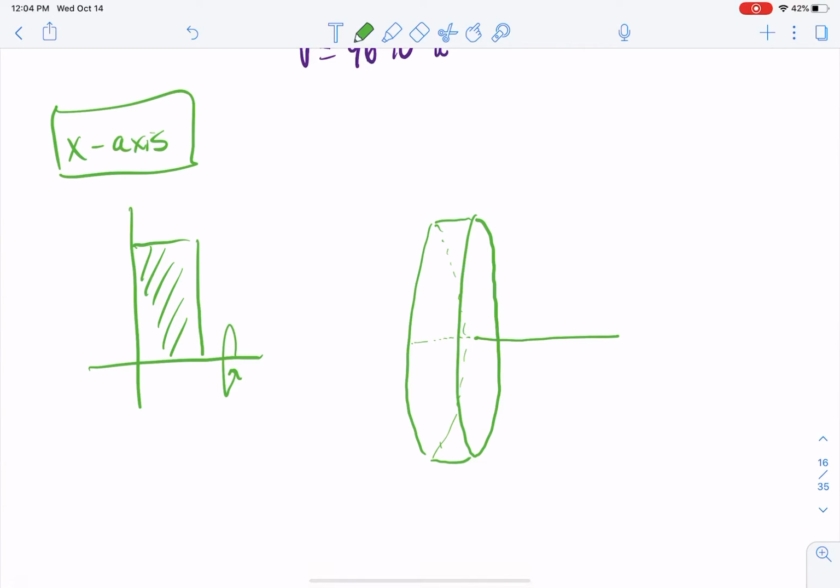I don't know, that looked like trash. Let me clean this up just a little bit. Maybe make it a little bit smaller. Oh, that looks way better. All right, and then continue it. So there's the x-axis that we spun it around.